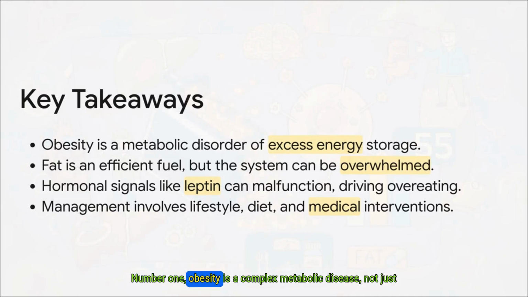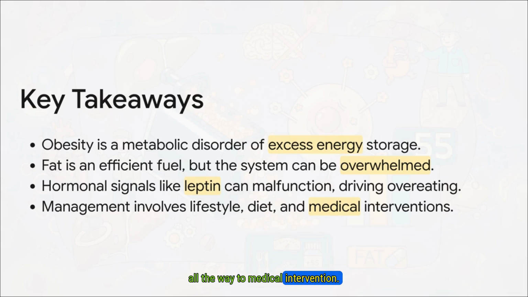So let's quickly recap the biggest takeaways from our explainer. Number 1, obesity is a complex metabolic disease, not just a matter of excess weight. Number 2, it all starts when this brilliant, evolutionarily perfect energy system just gets completely overwhelmed. Number 3, this breakdown causes hormonal signals like leptin to go haywire, which kicks off a whole cascade of nasty consequences. And finally, number 4, managing it isn't a one-size-fits-all thing. It's a structured process that moves from lifestyle changes all the way to medical intervention.